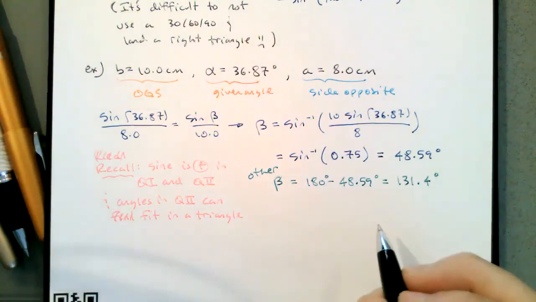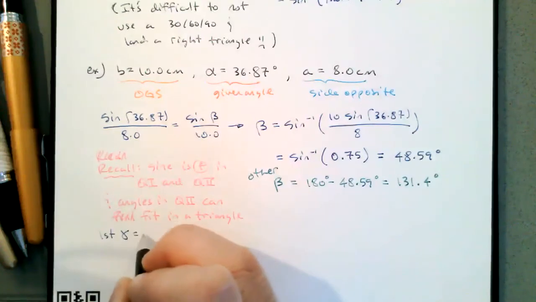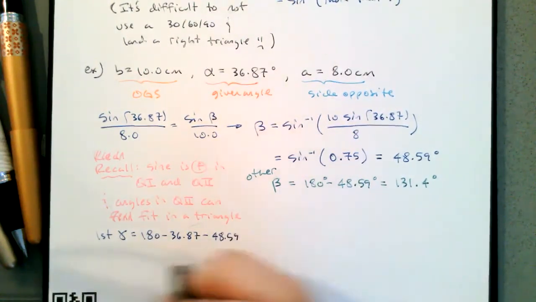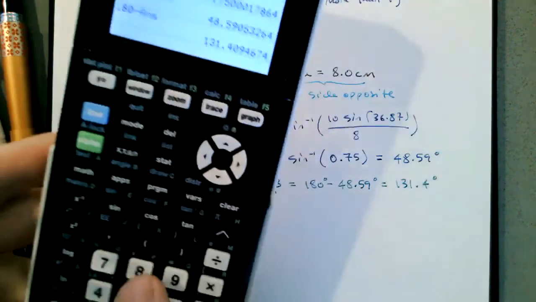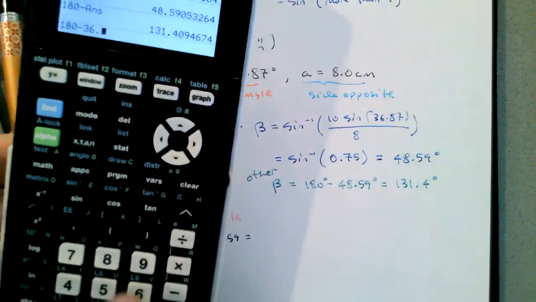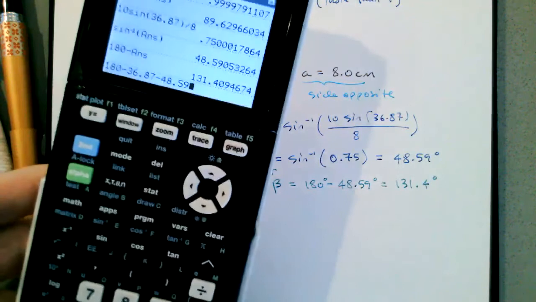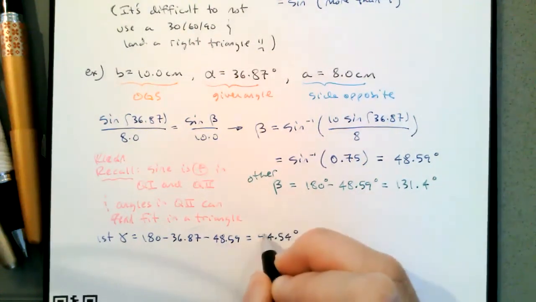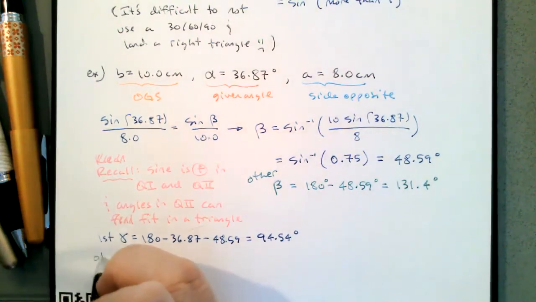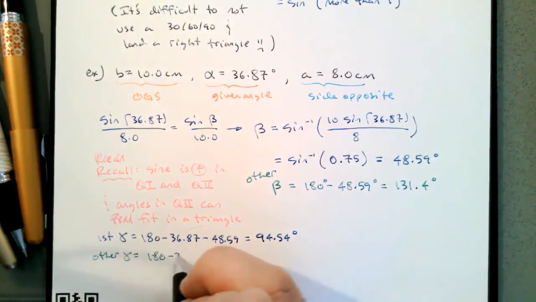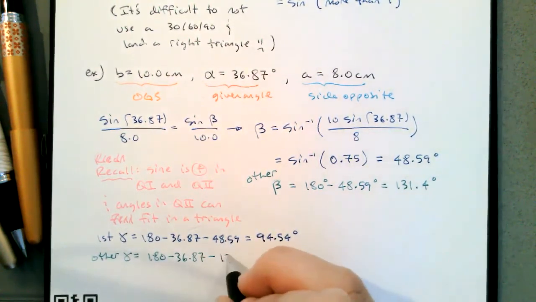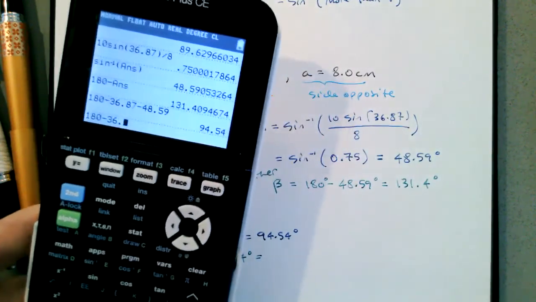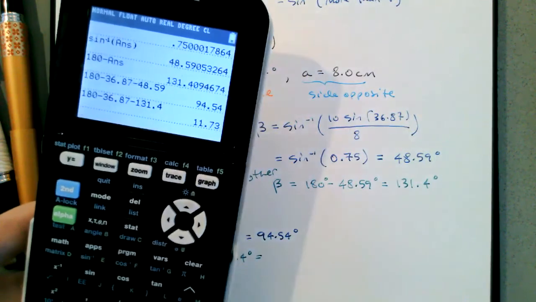So now we'd have to find the first gamma. So 180 minus the 36.87 minus this 48.59. So the first gamma is going to equal 180 minus the 36.87 minus the 48.59. One possibility for gamma is 94.54. And then the other gamma is going to be 180 minus the 36.87 we were given minus the 131.4. These are all degrees. And that leaves us with an 11.73.